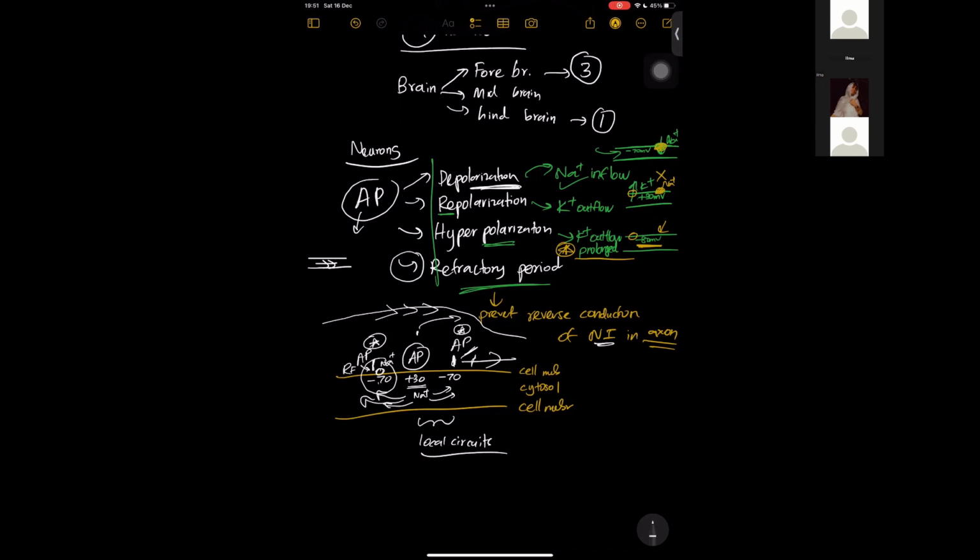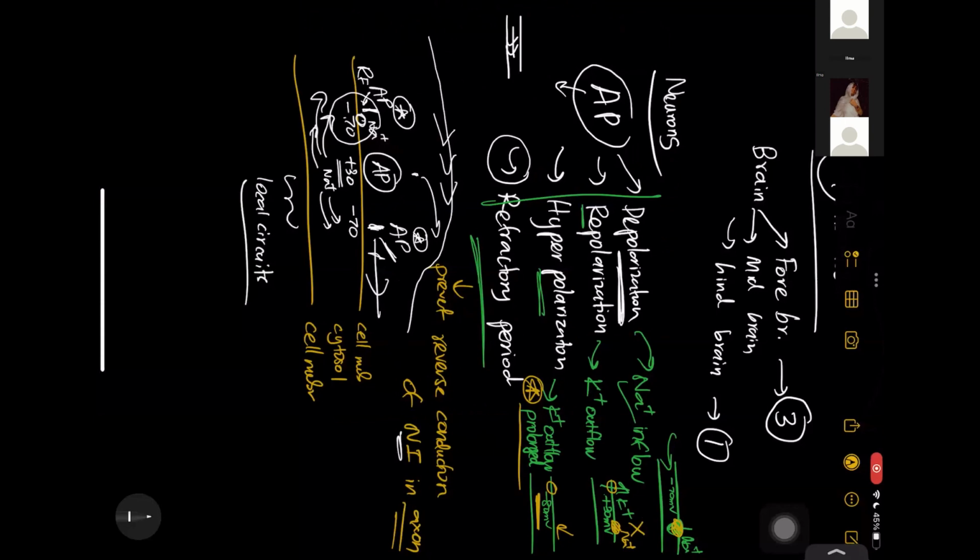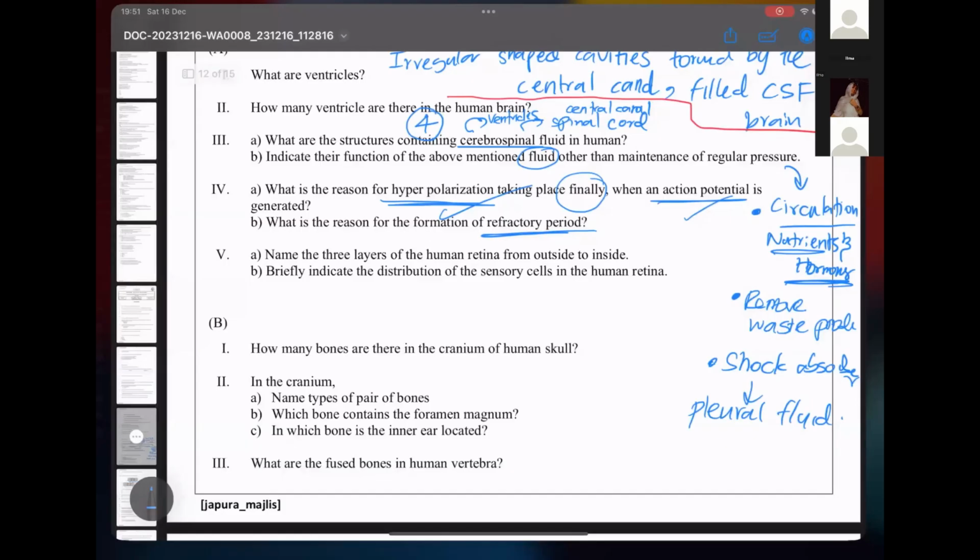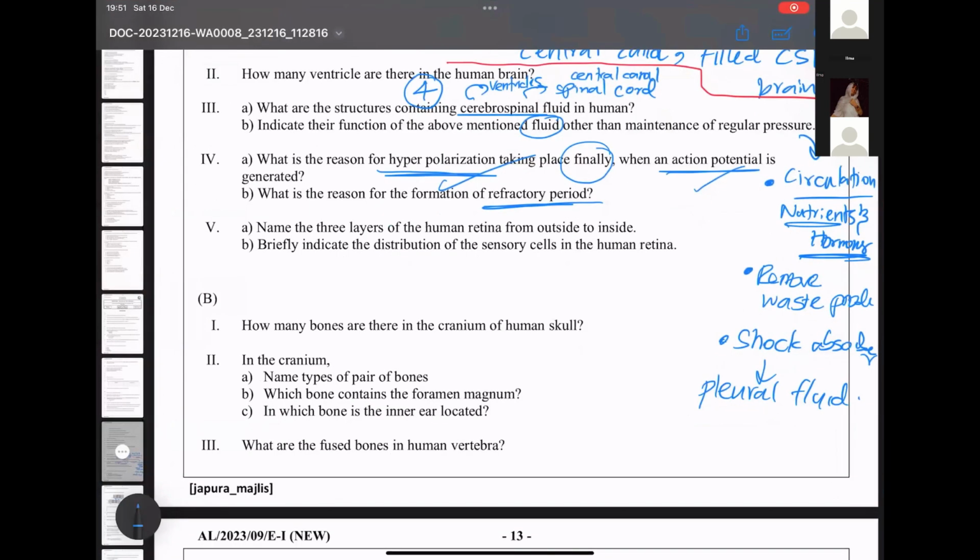Okay, so now the next question is: name 3 layers of the human retina from outside to inside. Now we are going to the eye. The first thing you should do is look at a cross section of an eye. Name 3 layers of the human retina from outside to inside. The retina.